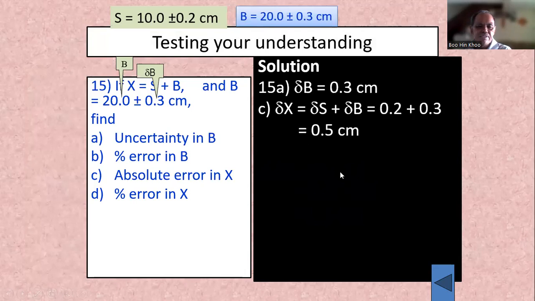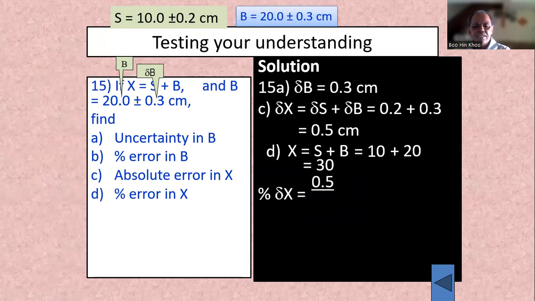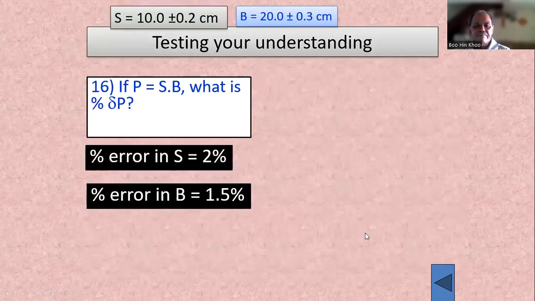Okay, it's from our previous slide. Percentage error, first of all, we have to find your X value. The X value is just your S plus B. So that's your S, that's your B. So we get 30. The numerator is 0.5, that's the 0.5 for delta X, divided by 30 times 100. 1.7%. Right? So that's what we have calculated before.